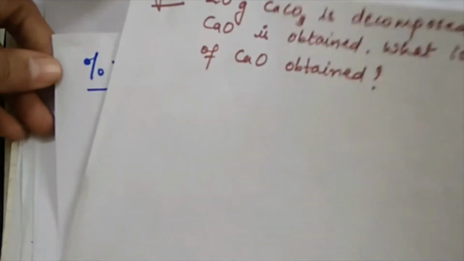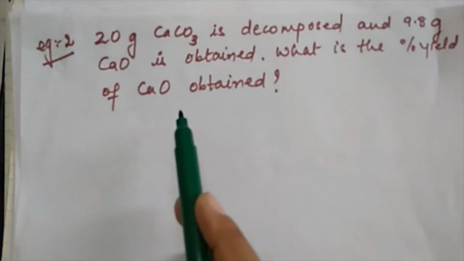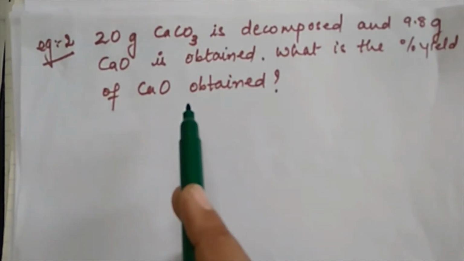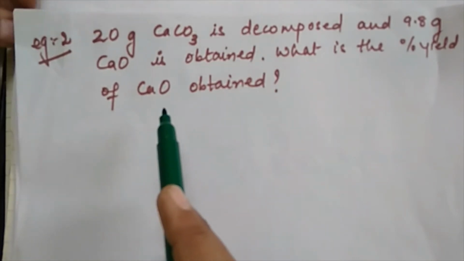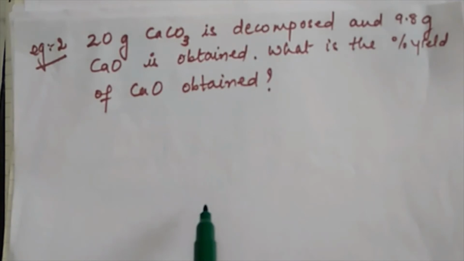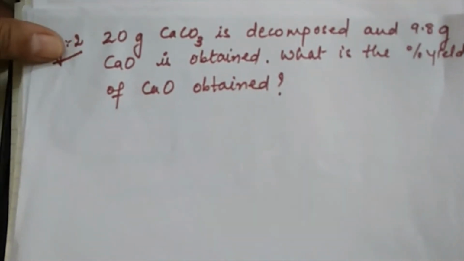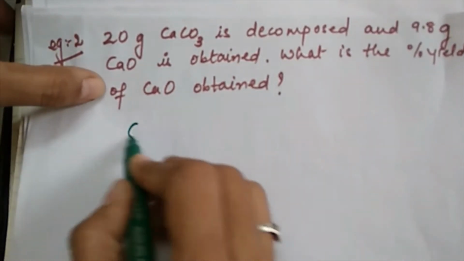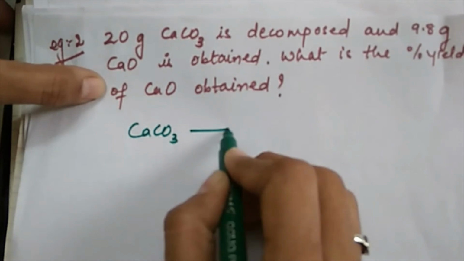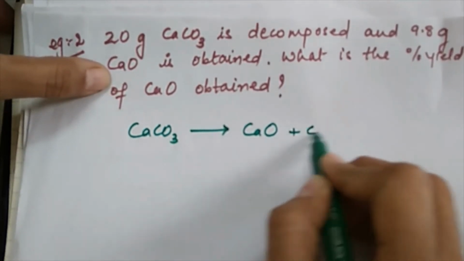See, 20 grams of calcium carbonate is decomposed and 9.8 grams of calcium oxide is obtained. What is the percentage yield of calcium oxide obtained? One more thing, always we write the reaction first, and that reaction also should be written in a balanced form. So the reaction is calcium carbonate decomposed to calcium oxide and CO2.